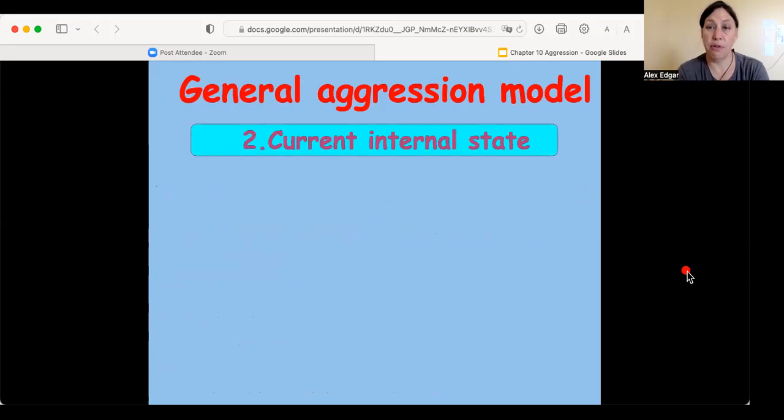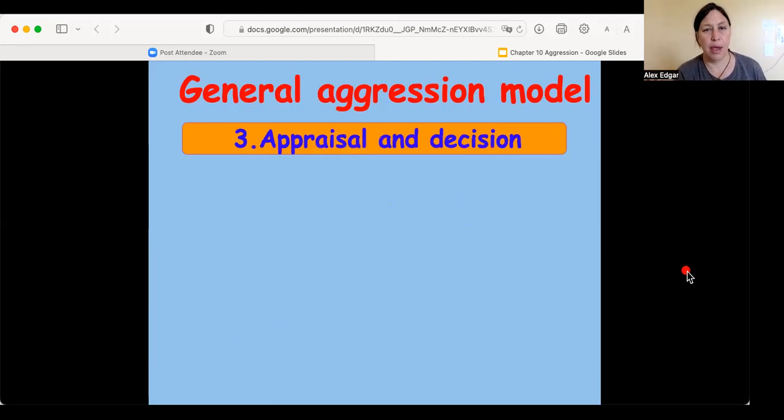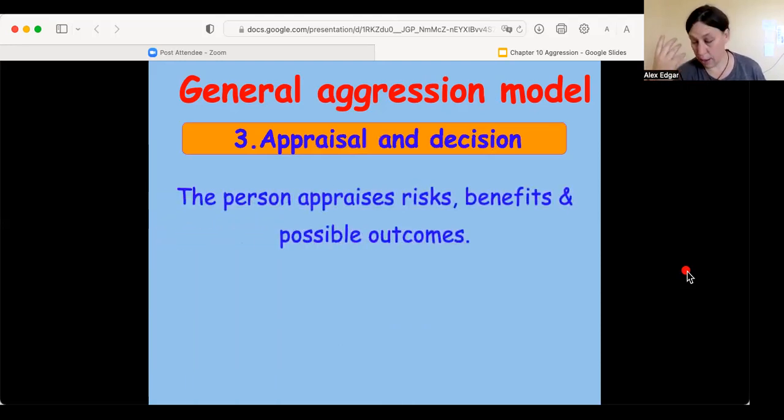Okay, the current internal state, there's three aspects to it. So we can see that it would be affect, anger, feelings, cognition, okay, and arousal, the physiological state of excitement in the physical organism. So is the sympathetic nervous system engaged, or is the parasympathetic nervous system engaged? So there are three.